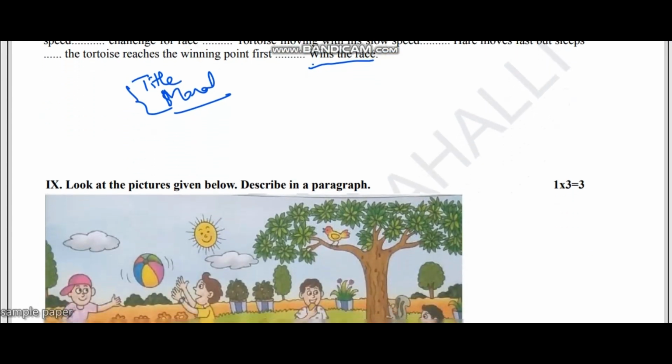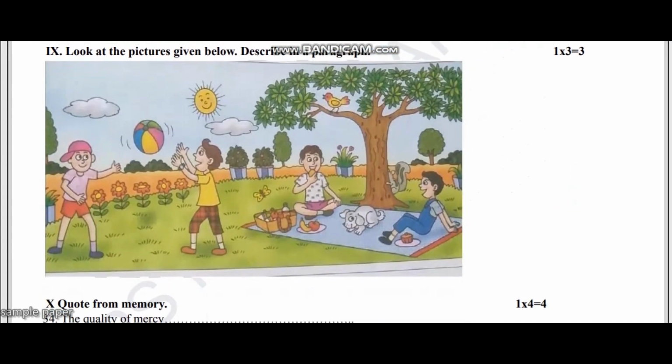Roman number 9, look at the picture given below, describe in a paragraph. Dear students, you need to use some default sentences while describing a picture. You can write, this is a lovely picture. I love this picture.